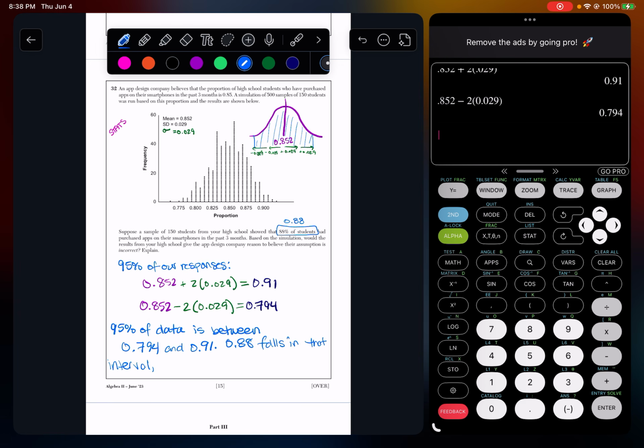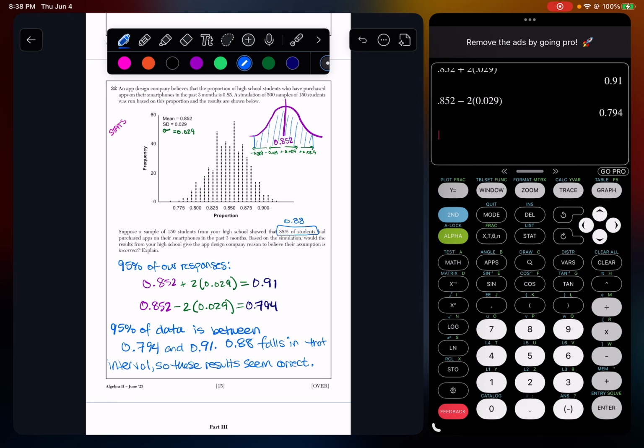And so these results seem correct. If the 0.88 fell outside of that interval, I would say it falls outside of that interval. These results seem strange. Doesn't mean they're wrong, but if they fall outside of the interval, they are unusual. If they fall inside of the interval, then there's no cause for concern.